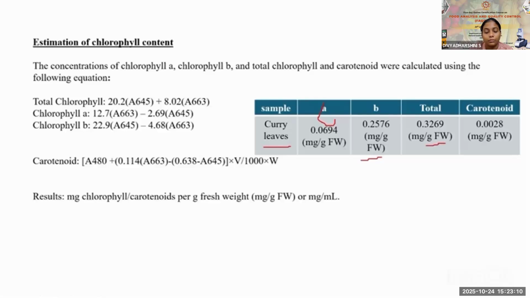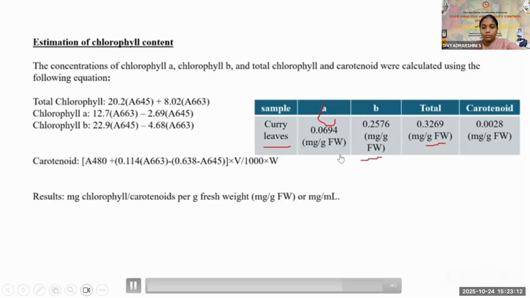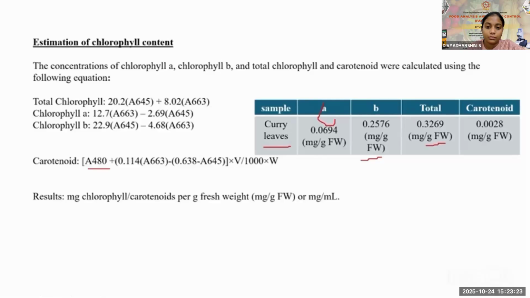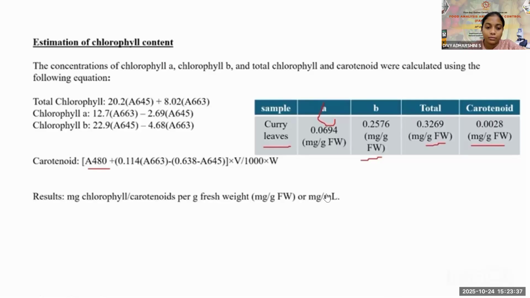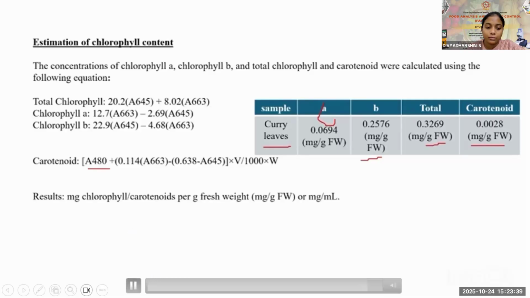So we can see the total carotenoid value as well as the total chlorophyll content by substituting here; the absorbance 480 value we have to substitute. After substituting, then into the volume of sample into 1000 divided by the fresh weight, which is 1 gram. So after that for carotenoid, we are getting mg per gram fresh weight, so 0.028. So results can be expressed as mg chlorophyll or mg carotenoid per gram of fresh weight or in mg per ml. So that's it for the calculation part.